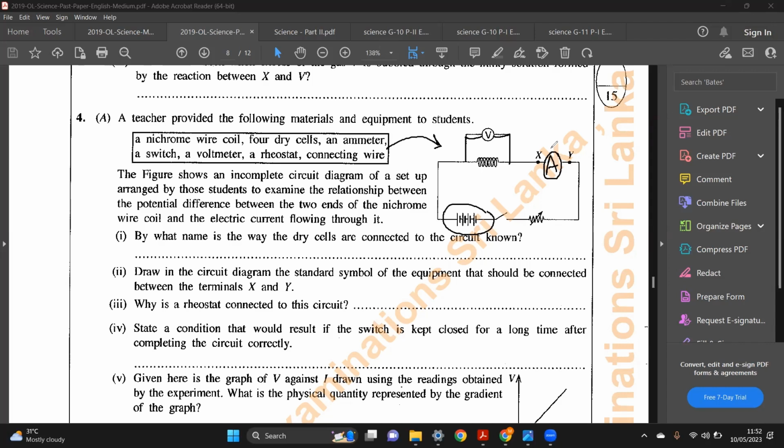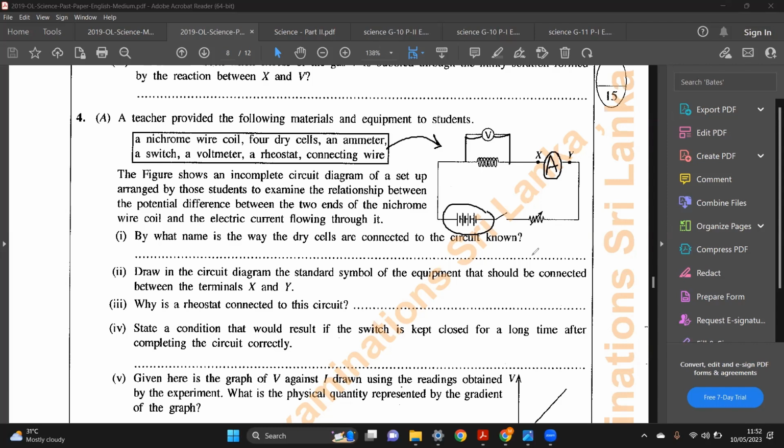Then why is a rheostat connected to this circuit? A rheostat, we know, is a variable resistor. So that is mainly to correct the current, the flow of current through the circuit, to control the current coming in. Then state a condition that would result if the switch is kept closed for a long time. So if you've set everything correctly and closed the switch, we know current is going to start flowing through the circuit. So if you keep it closed for a very long time, what is going to happen?